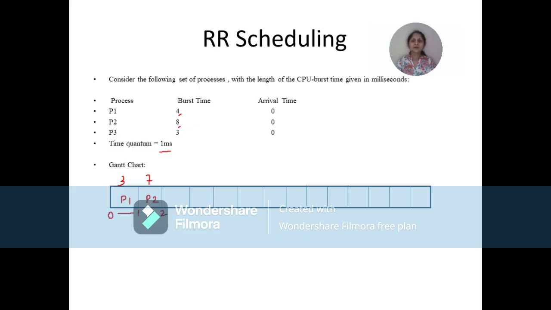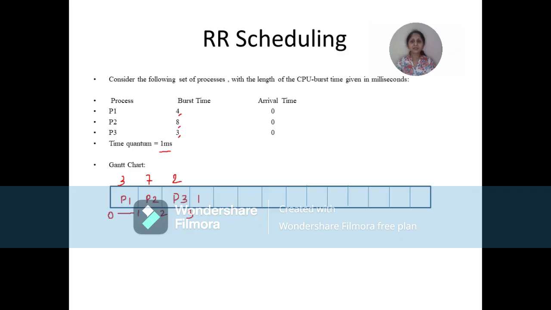Fine. Which is the next process which gets a chance since the 1 millisecond time quantum is over? The next process is P3, and it will get executed for 1 millisecond. Now, what was the burst time of process P3? It was 3. Out of 3, it got executed for 1 millisecond. So, what is the remaining time? 2. Since this is round robin, every process will get its turn in a round robin manner.